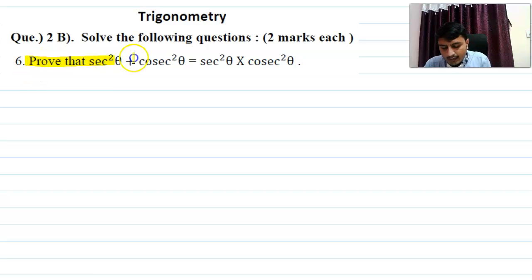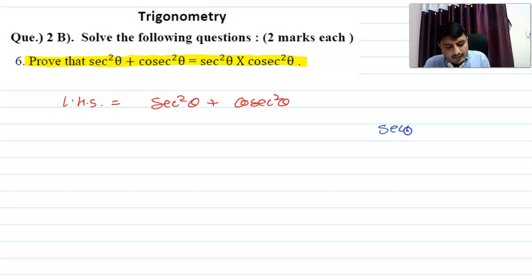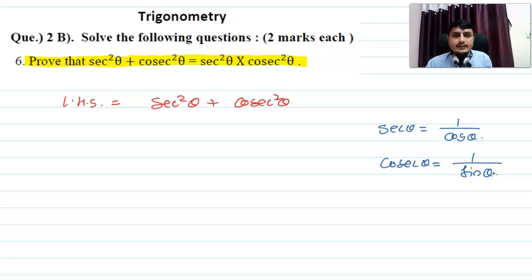Look at question number 6 now. We have to prove that sec square of theta plus cosec square of theta equals sec square of theta into cosec square of theta. For that, let us consider the LHS. LHS is sec square of theta plus cosec square of theta. Now we know we can write sec of theta as the reciprocal of cos theta, that is 1 upon cos theta, and cosec of theta as the reciprocal of sin theta, that is 1 upon sin theta.